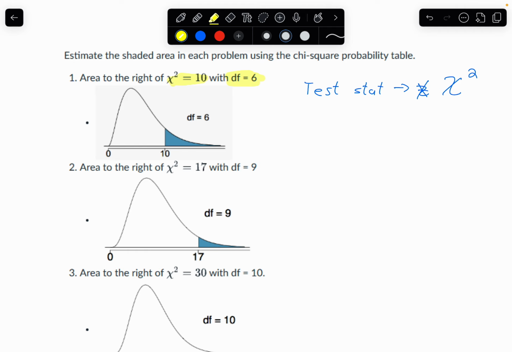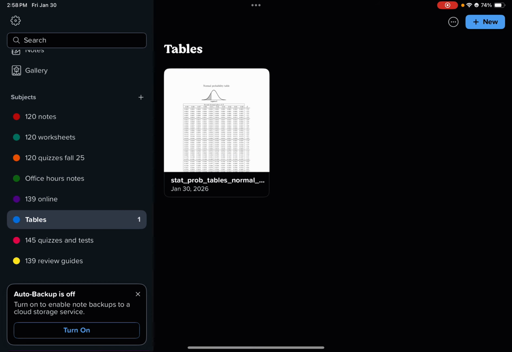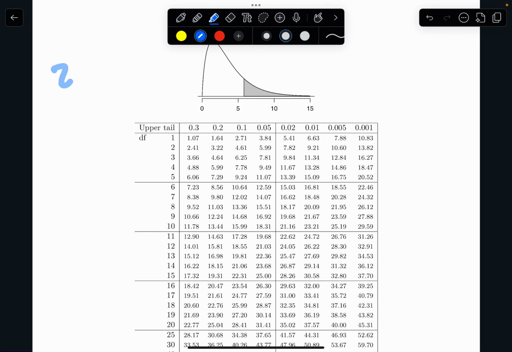I need to hop over to my probability table, so let me do that here. We said for this type of problem, chi-square was equal to 10, and my degrees of freedom are 6. So I'm going to start by looking at my degrees of freedom. That tells me what row of my table I'm looking at, so I'm just going to find degrees of freedom 6. This means I'm looking at this row right here, because this column tells me my degrees of freedom.